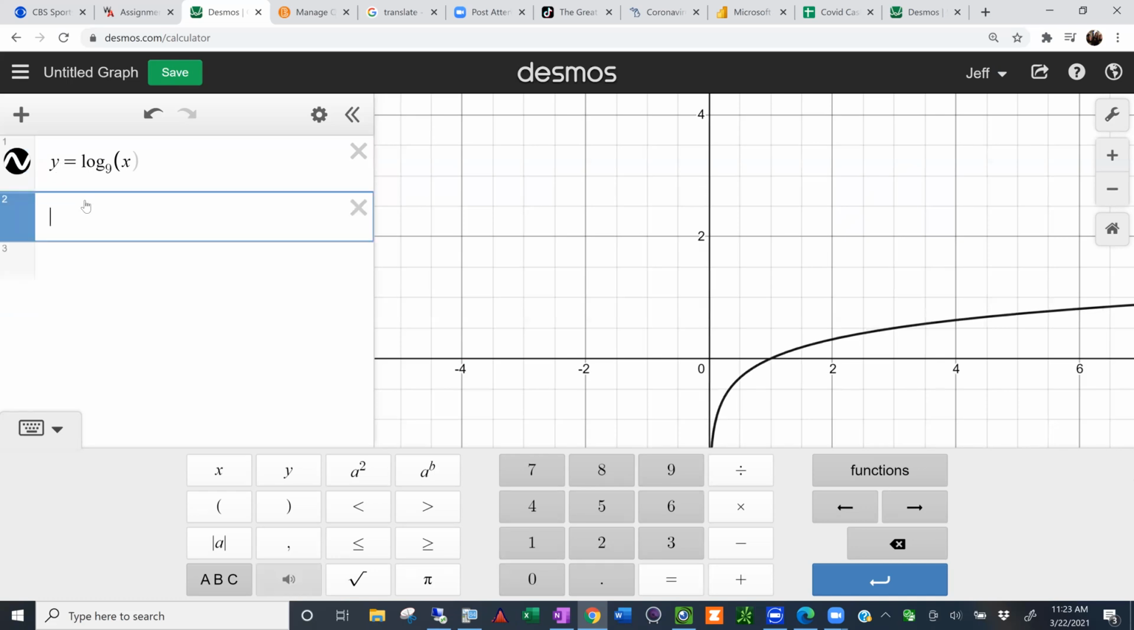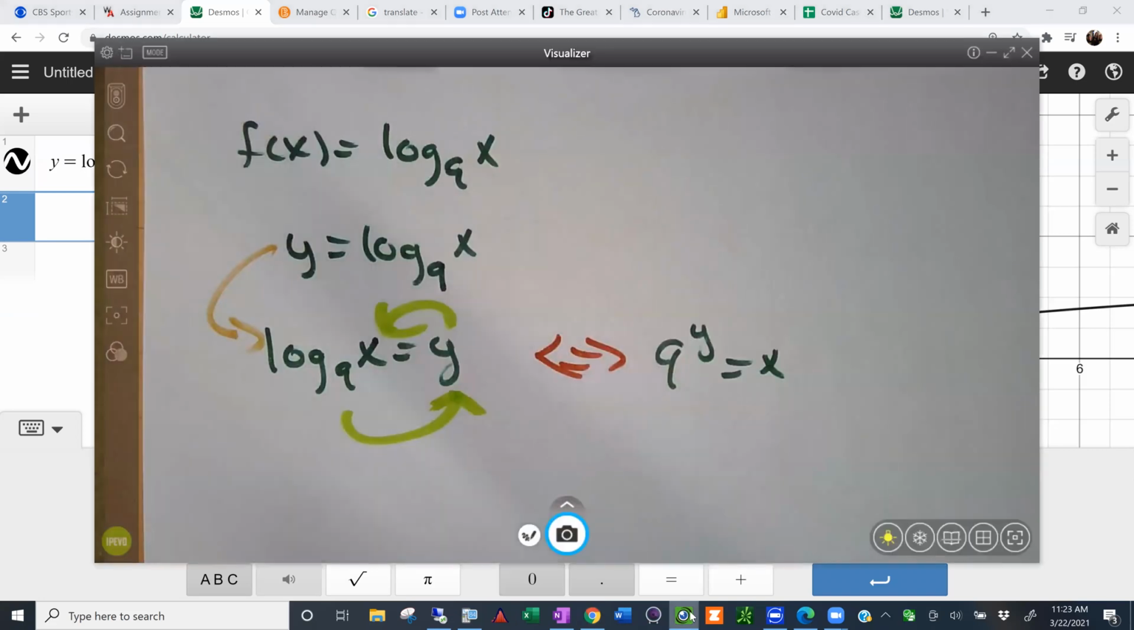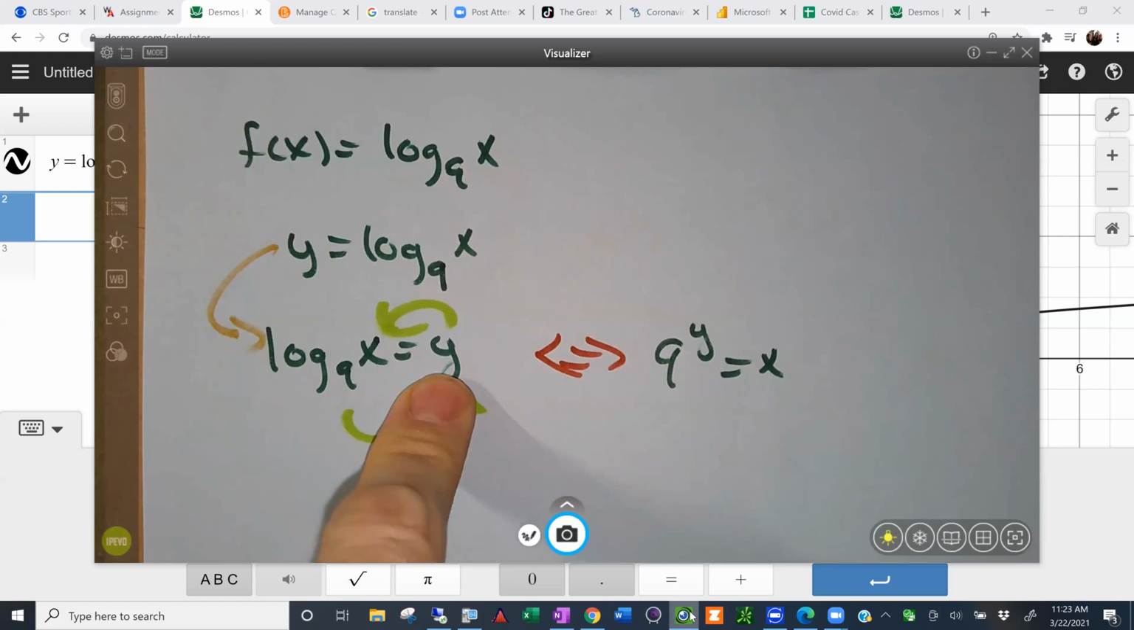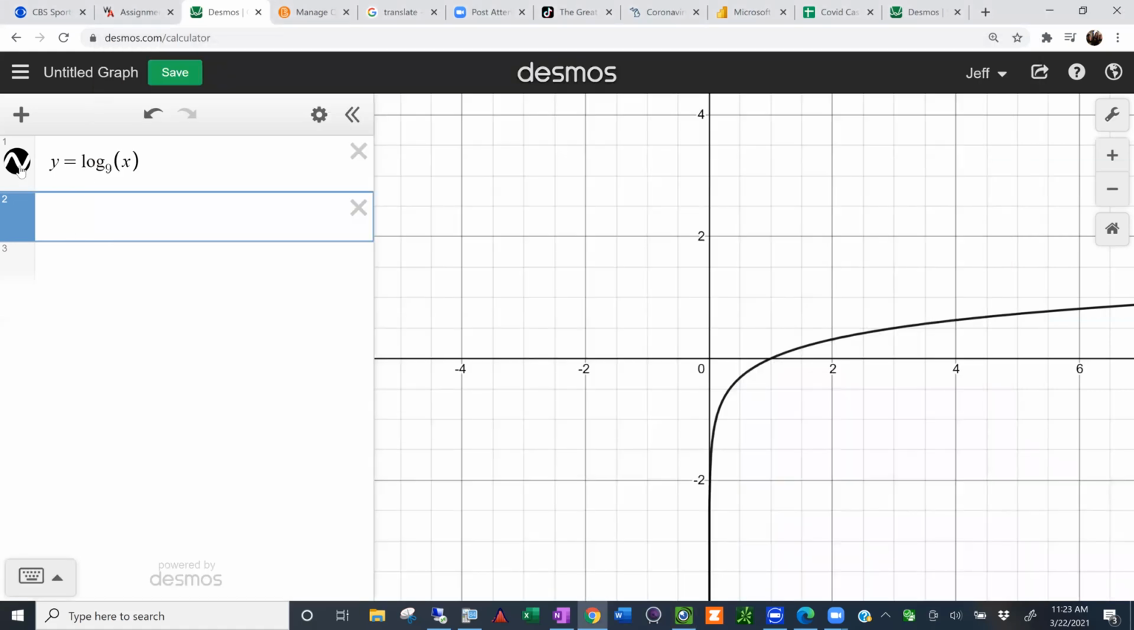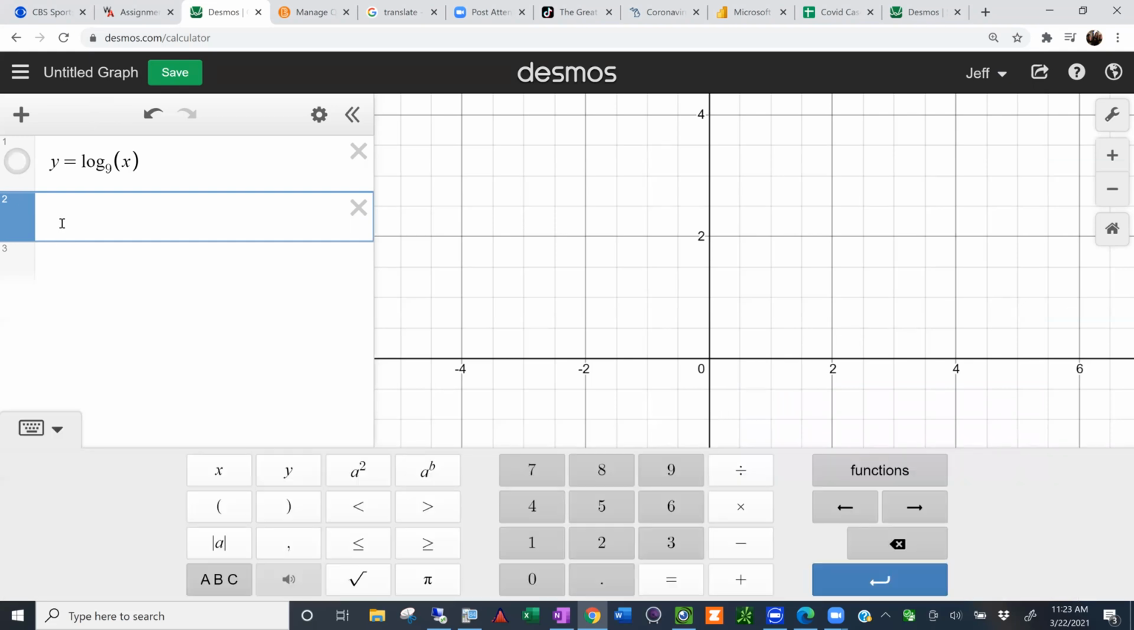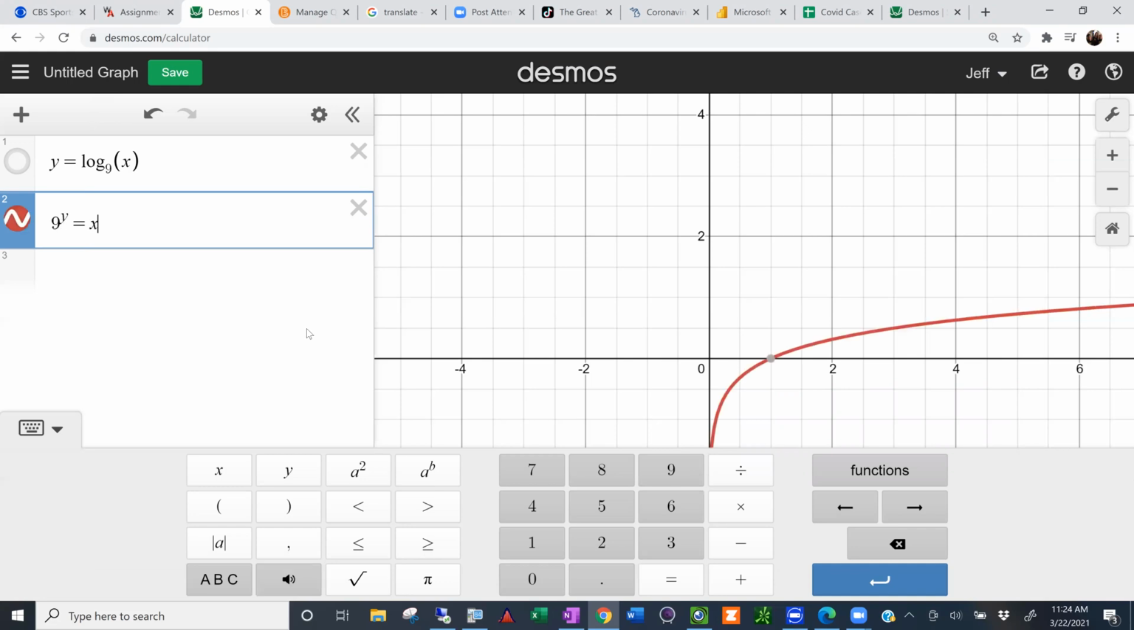But there's another cool way that we can do it that's kind of fun because it relies on the fact that these 2 expressions mean the same thing. And the nice thing about Desmos is you don't have to have y solved for. With your graphing calculator, you couldn't do this. With a graphing calculator, you'd have to solve for y. But with Desmos, I can type in 9 to the y equals x. So let's do that. 9 raised to the y power equals x. And wow, hey, that's cool. I got the graph. How nice.